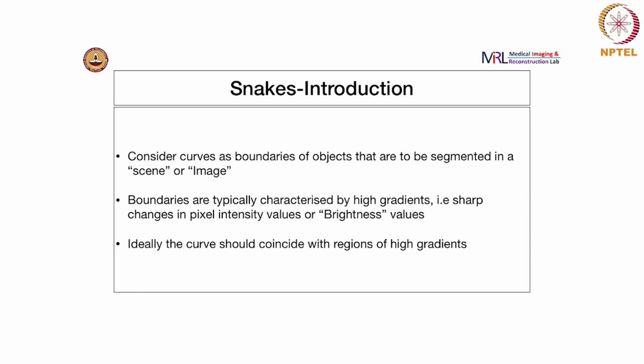Now, what is the other characteristic of the boundaries of an object? Typically in a medical imaging setting, the boundaries are characterized by high gradients. That is, sharp changes in pixel intensity values or brightness values. So ideally the curve that we are propagating, that is, trying to latch onto the boundary, should also coincide with regions of high gradients. So that is one of the important criteria considered in this method.